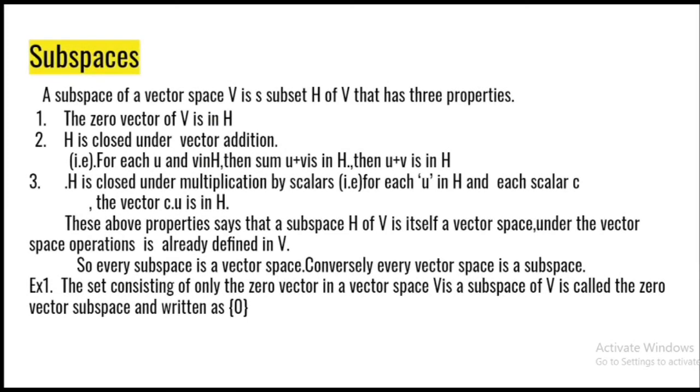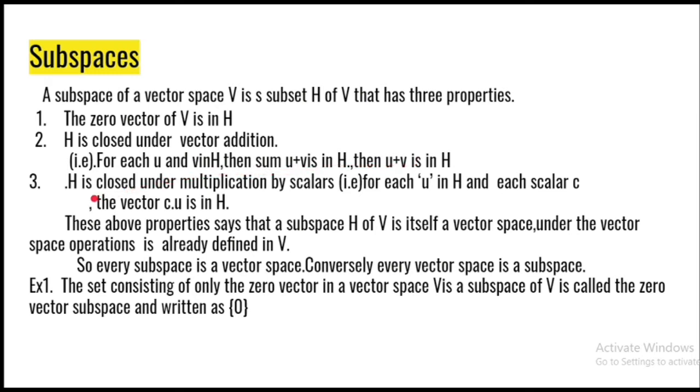Subspaces. A subspace of a vector space V is a subset H of V that has three properties. The zero vector of V is in H. Here we are saying H is a subset of V, and in this H we have the zero vector. Next, the second one: H is closed under vector addition. That is, for each u and v in H, the sum u plus v is in H. So the sum of two vectors is in H, we are saying.